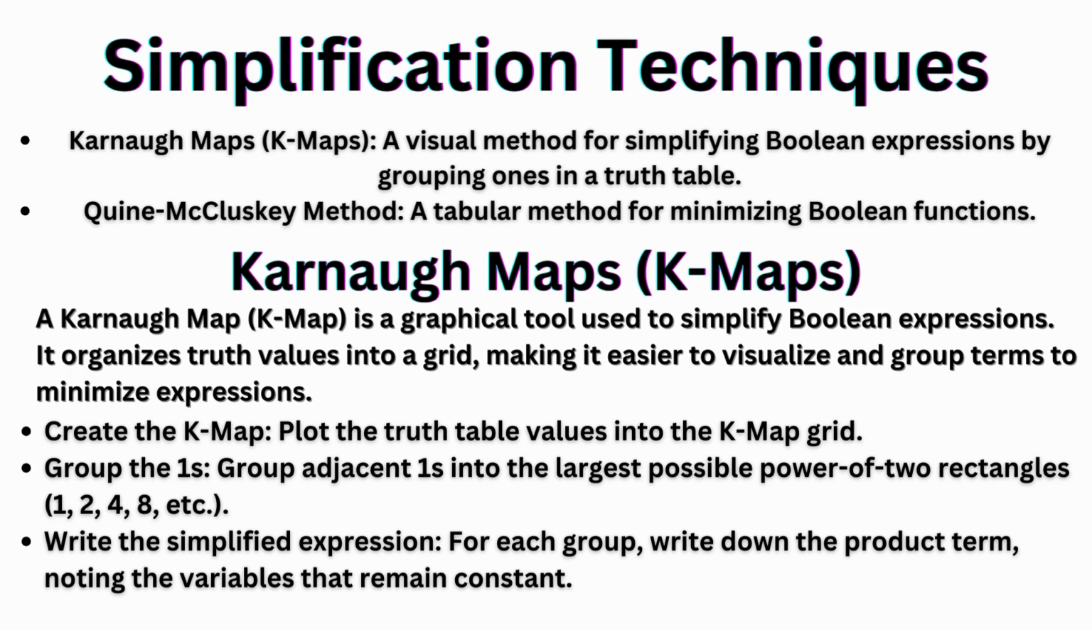Create the K-map: plot the truth table values into the K-map grid. Group the ones: group adjacent ones into the largest possible power-of-two rectangles: 1, 2, 4, 8, etc. Write the simplified expression: for each group, write down the product term, noting the variables that remain constant.